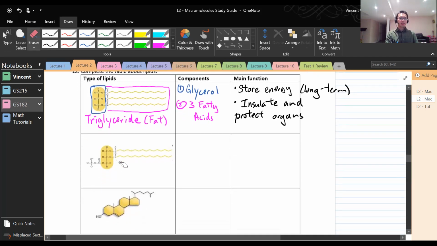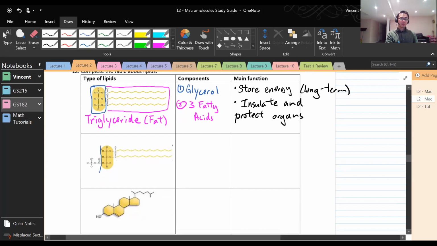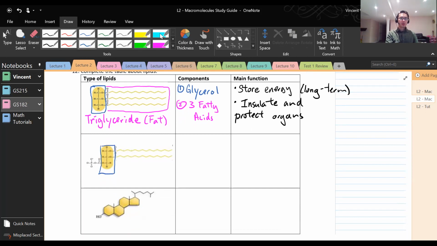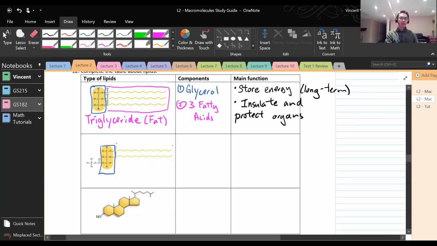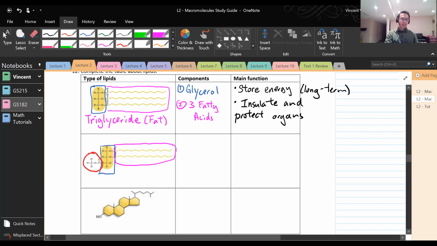Next one. Anybody know what this one is? Okay. We also see the glycerol again. We have two fatty acids. And we also have a phosphate head. So that makes it a phospholipid.